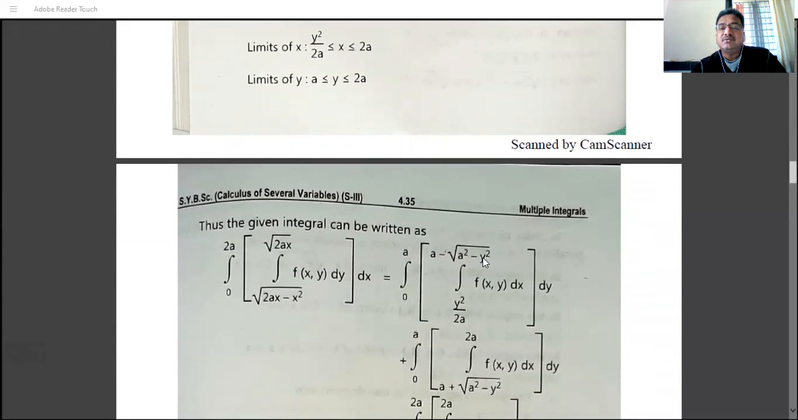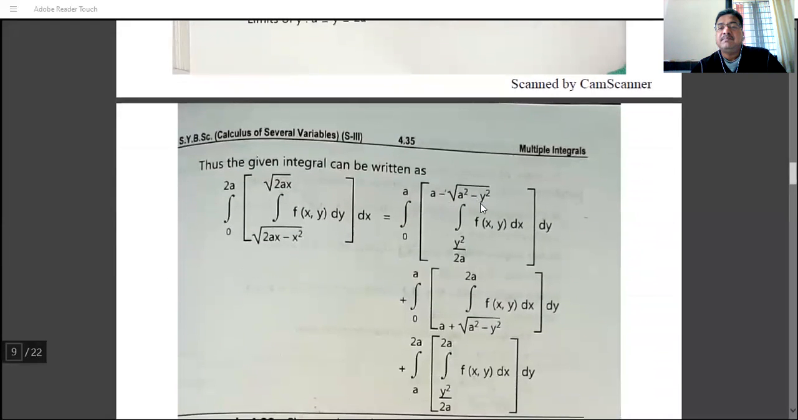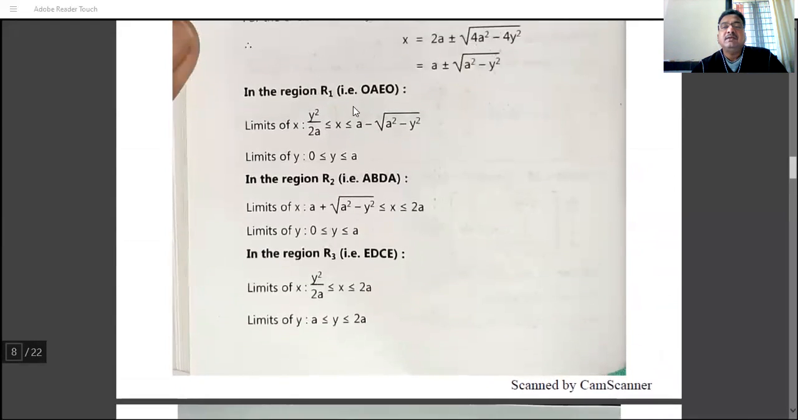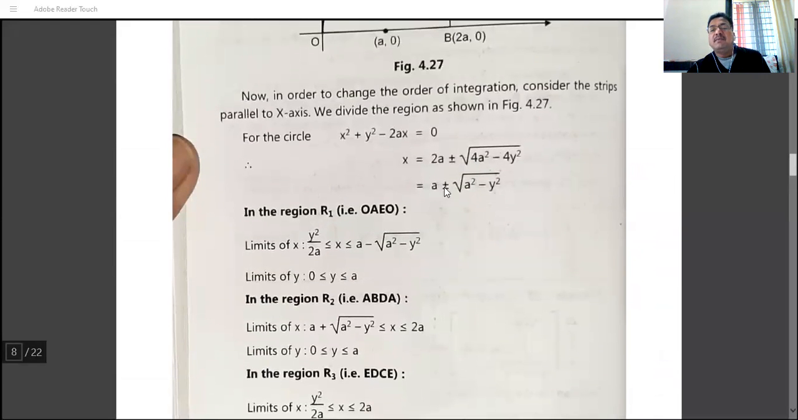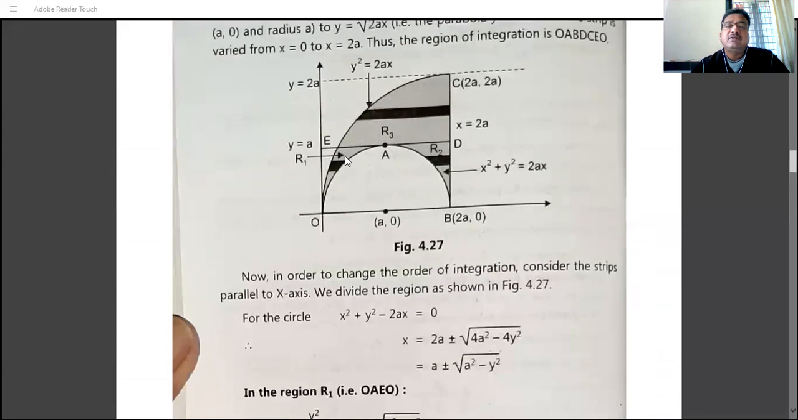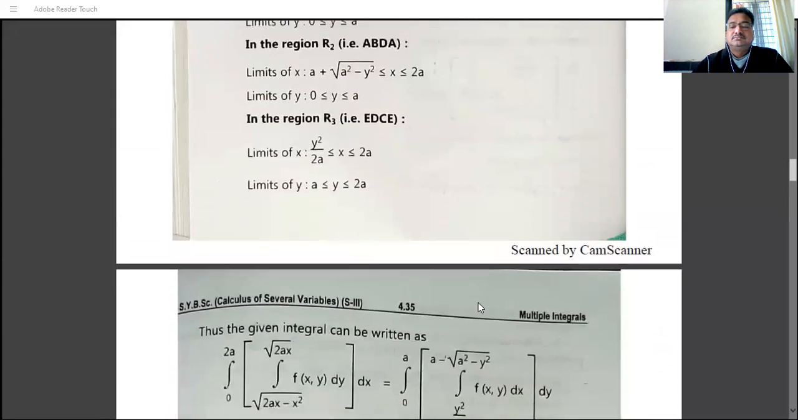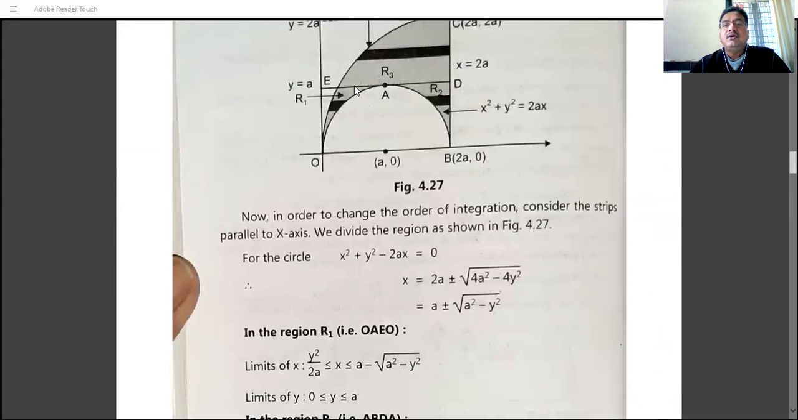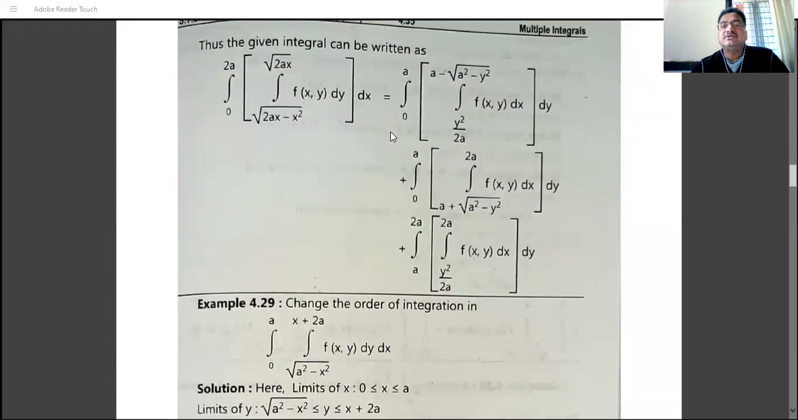So take the upper limit as a plus root a square minus y square. The other end of the strip touches this circle, and therefore this is the value of x. Now, in order to cover the region R1, we have to move this strip from point O to point E. At the point O, y is 0, and at the point E, y is a. So y runs from 0 to a.